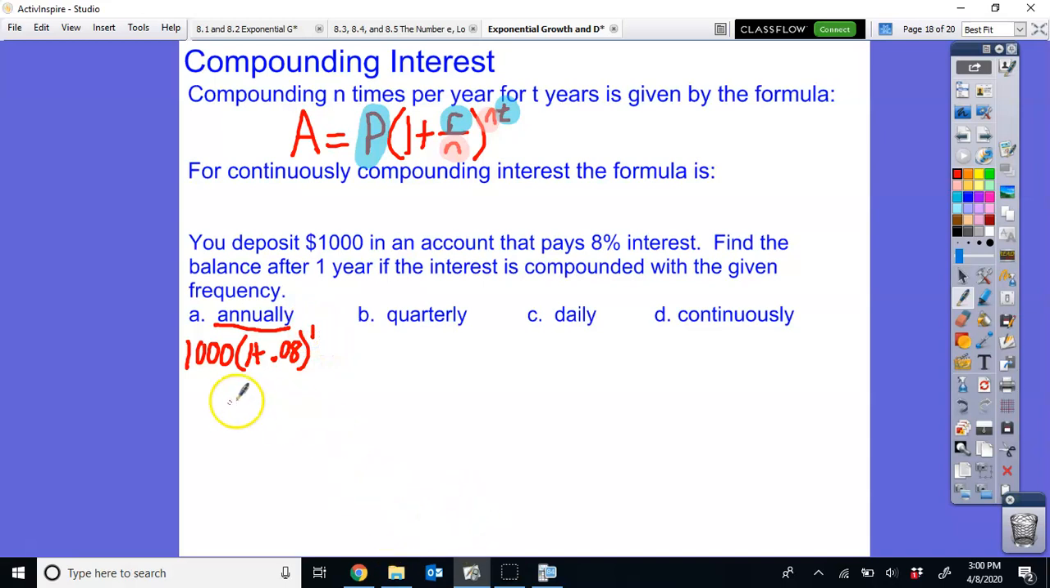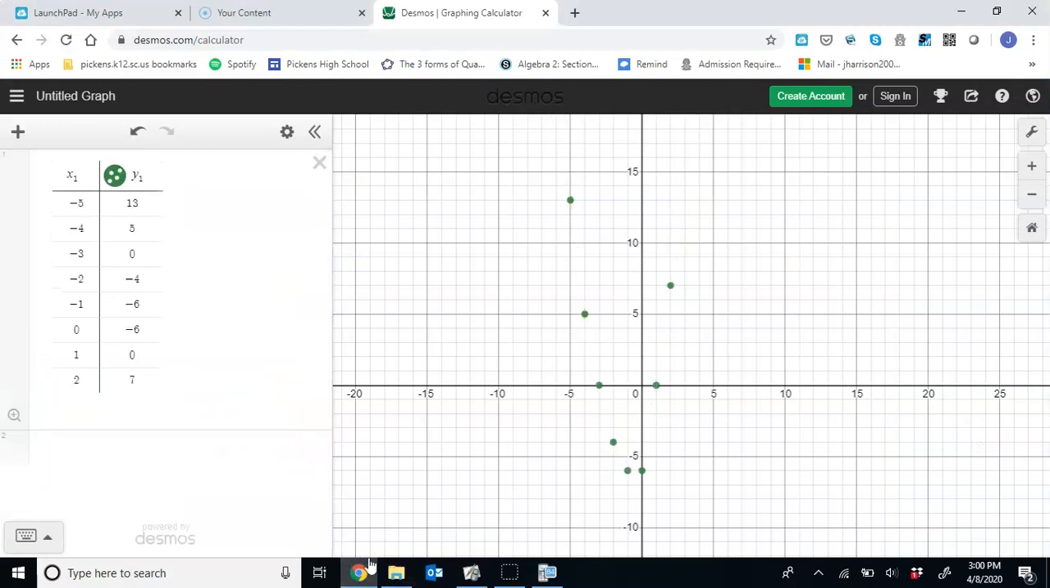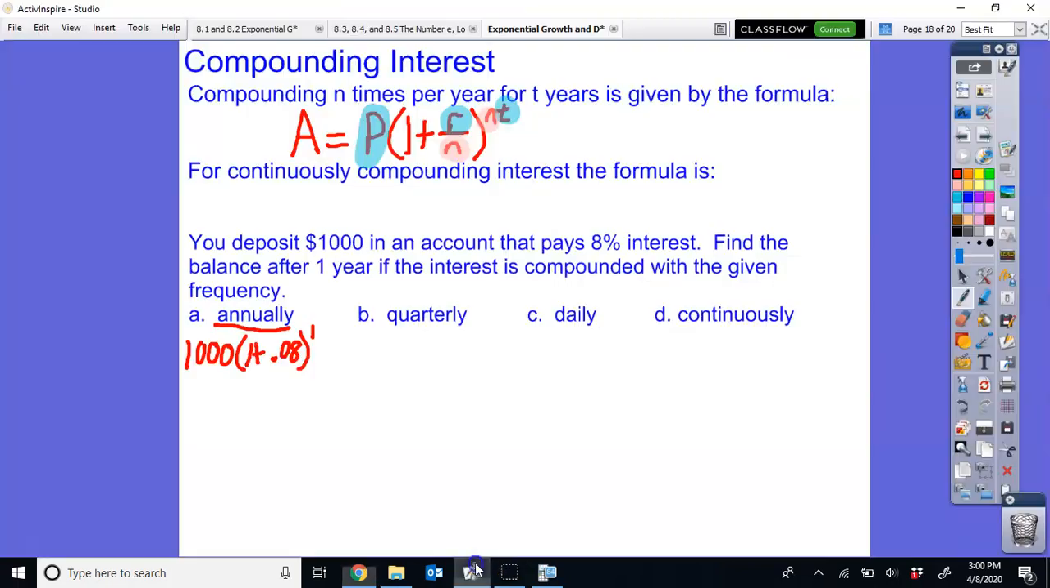If you take out your calculator and type that in, type in 1,000, and I'm going to use the Desmos calculator here, 1.08, and you raise it to the first power, $1,080. Because that is just one time a year, that uses the regular old formula.